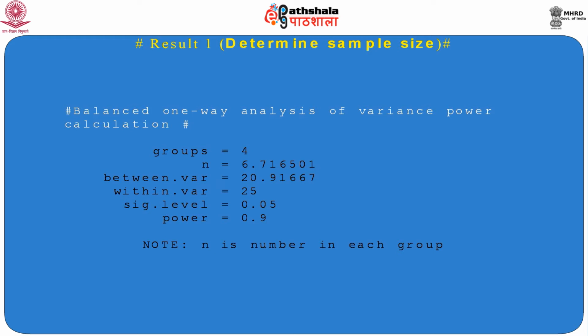Now if we increase the power from 0.9 to 0.95, then our sample size will increase, or if we decrease our power, then our sample size will also decrease. If we increase the significance level from 0.05 to 0.01, then again the sample size will increase. So based on the feasibility of our study, we can increase or decrease our significance level and power to get our desired sample size.